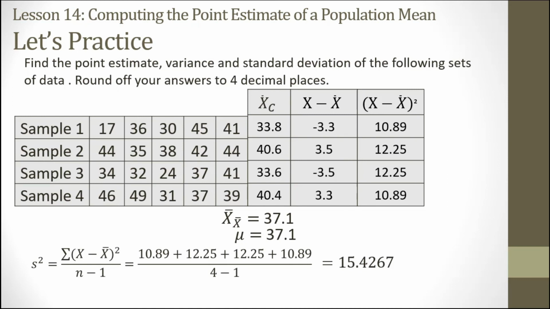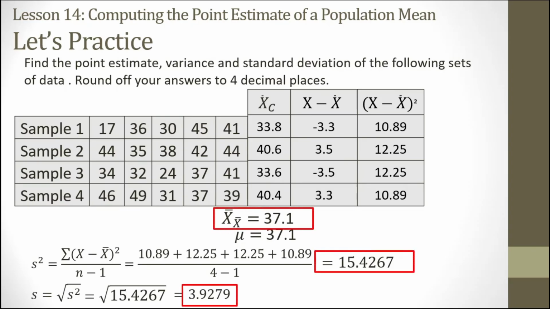Paano naman yung standard deviation, sir? So, para sa standard deviation, is kukunin lang natin yung square root ng variance natin, which is equal to 3.9279. Yan ang tamang sagot. So, nakuha niyo ba? Okay, very good.